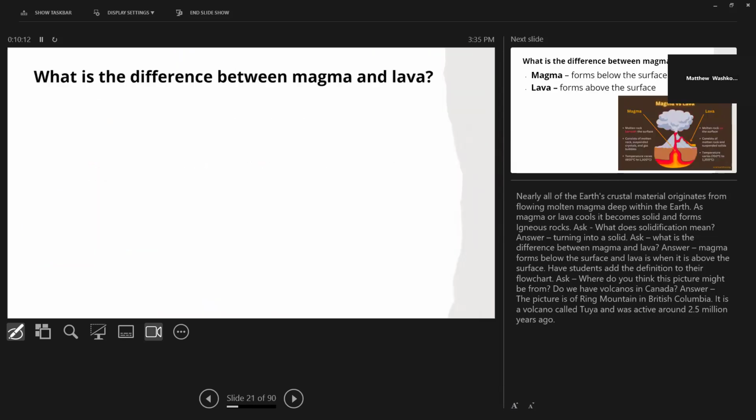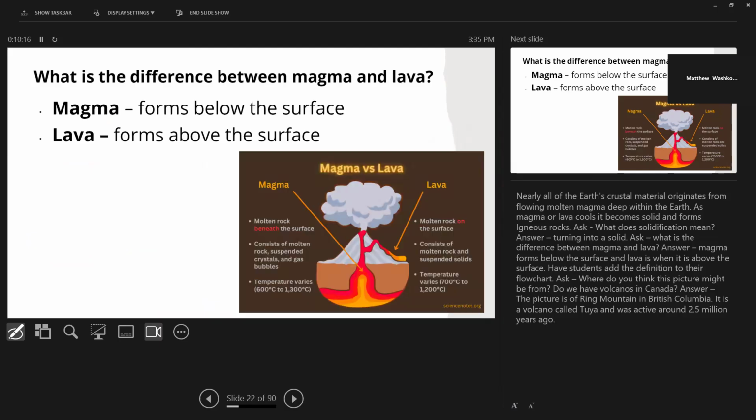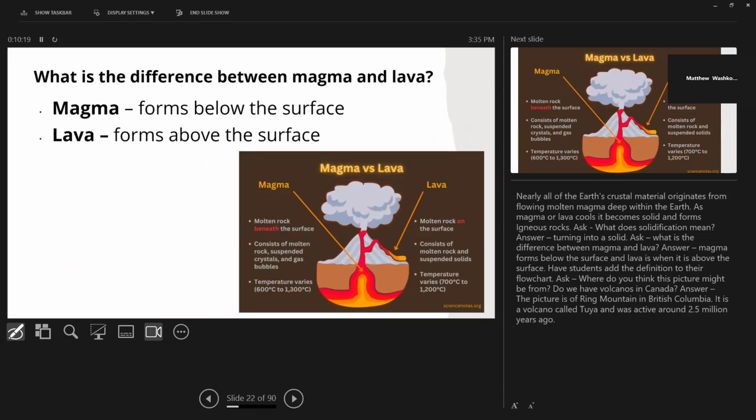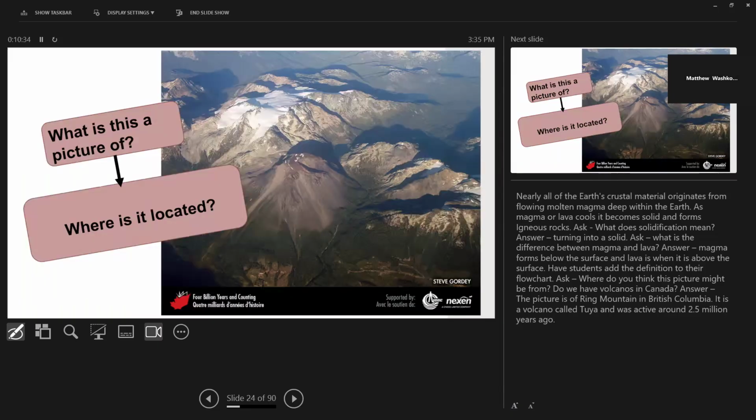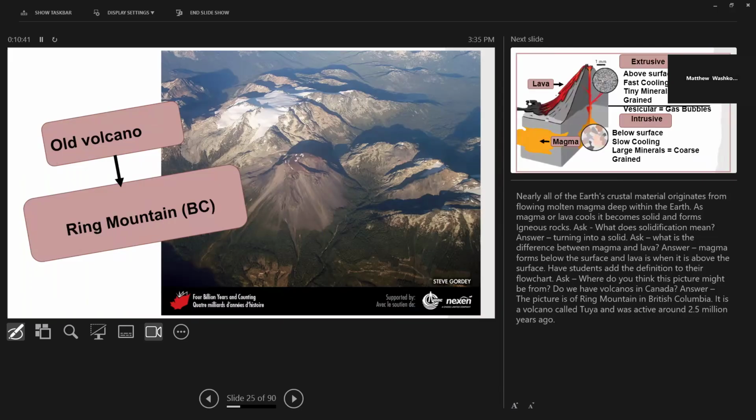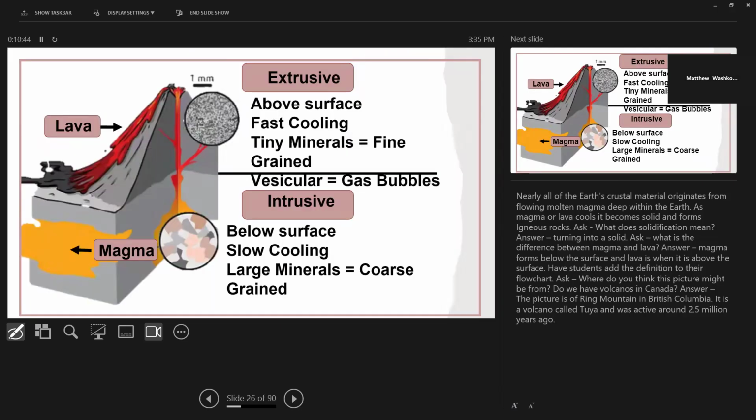So what's the difference between magma and lava? You will need to know this. Magma forms below the surface, whereas lava forms above the surface, right? So lava really is just magma that's on the surface. Is really what it comes down to. So, any ideas where this is? This is BC. This is an old volcano in BC.